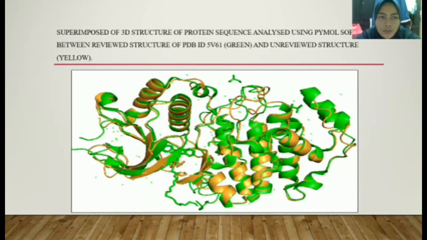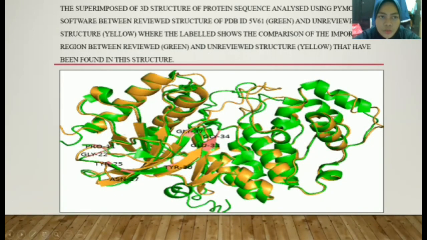This figure shows the superimposition of the 3D structure of the protein sequence analyzed using PyMOL software between the reviewed structure of PDB ID 5V61, which is the green color, and the unreviewed structure, which is the yellow color. This figure also shows the superimposition, where the labels in red show the comparison of the important region between the reviewed, which is green, and the unreviewed structure, which is yellow, that have been found in this structure.